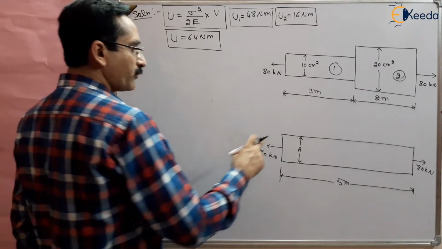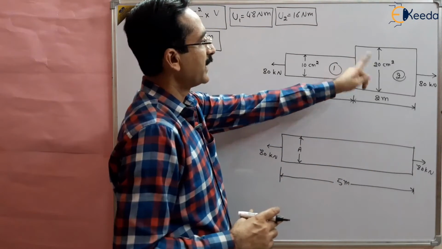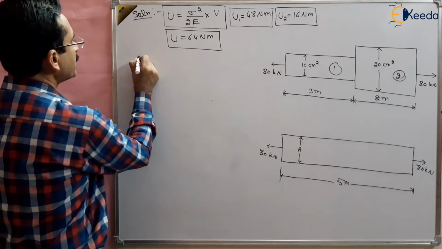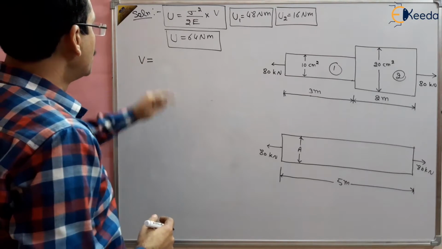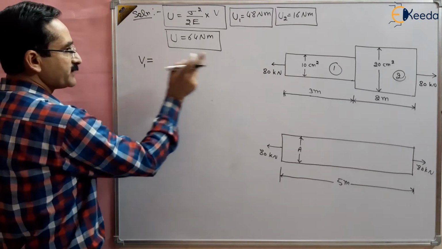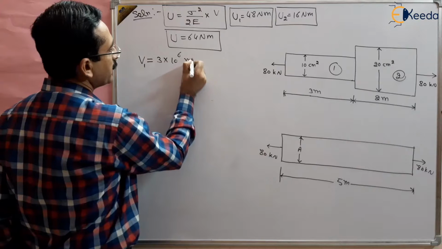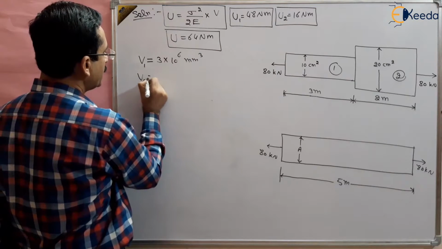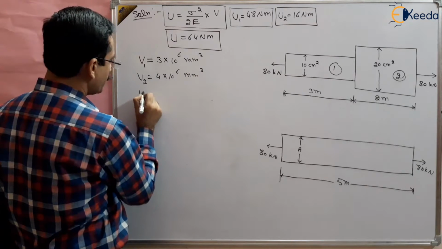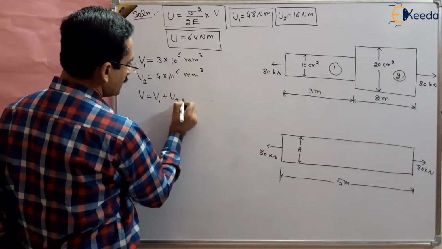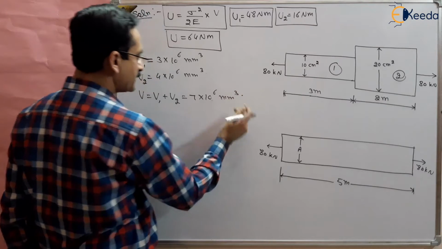Area is unknown to us and 5 meter length is there. So first we have to find out the area. What is the area of this bar, which is of uniform cross-section area and of the same volume that it was previously? So what was the total volume in the previous case? You should remember that V1 came out to be 3 multiplied by 10 power 6 millimeter cube. V2 came out to be 4 into 10 power 6 millimeter cube. So total volume of this specimen is V1 plus V2, that is 7 multiplied by 10 power 6 millimeter cube.